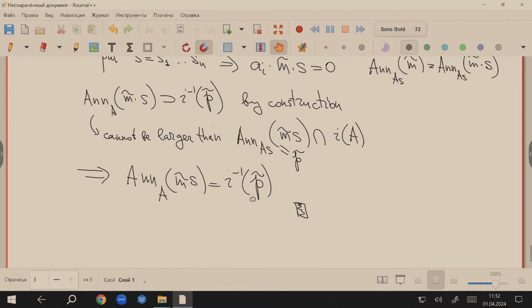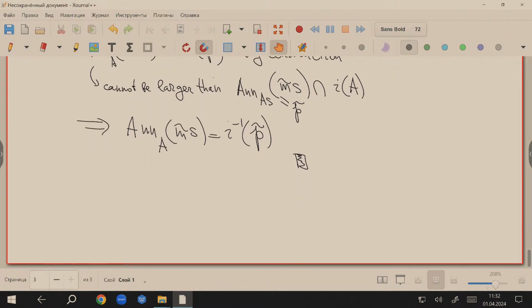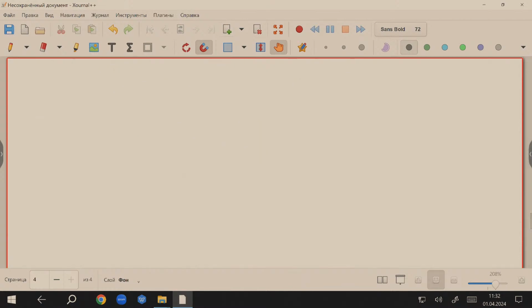So now let us derive the following proposition that will be precisely a characterization of the set of the support and the set of associated prime ideals. Proposition. So first of all, which is most important, the set of associated prime ideals is not empty.